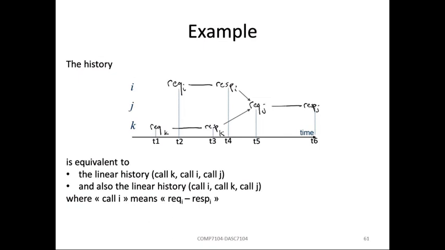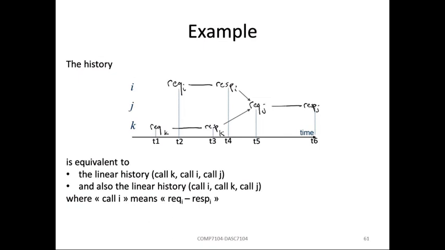So just to see an example here, this is of course the history that we had before, and this is equivalent to a linear history such as call k. Remember, call k stands for request k, followed immediately by response k, and then call i, request i, response i, and then call j. It's also equivalent to this other linear history, i, k, and j.